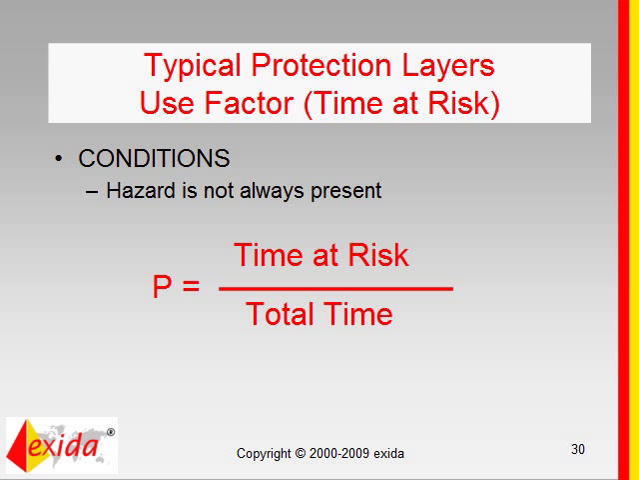Another protection layer, use factor. If the hazard is not always present, basically your time at risk divided by total time. If you have a batch process, this is something that gets taken into consideration quite a bit. Keep in mind that if you assume your initiating event frequencies are based on the normal batch operation, then you have taken this use time already into consideration. If you have initiating event frequencies that are based on continuous operation, then this is something that would apply.